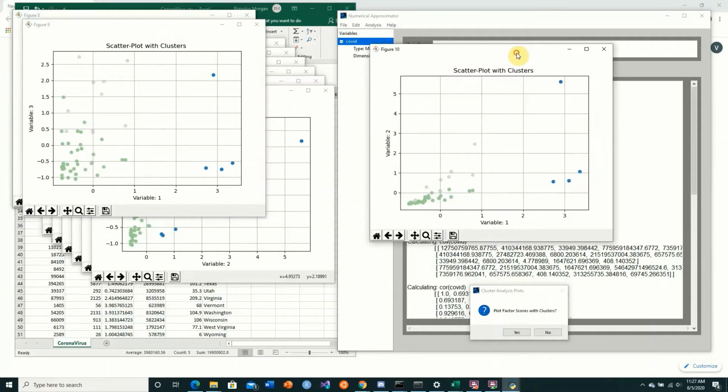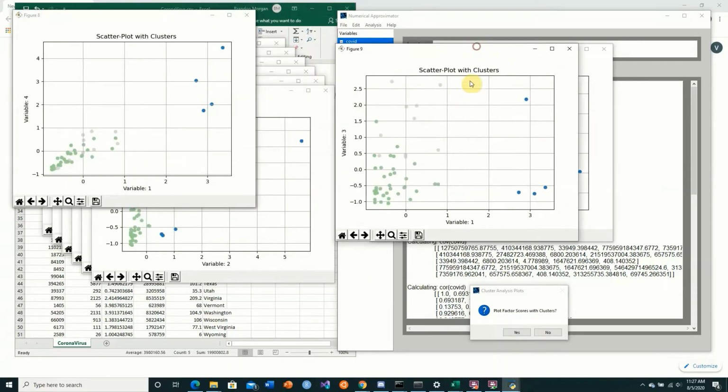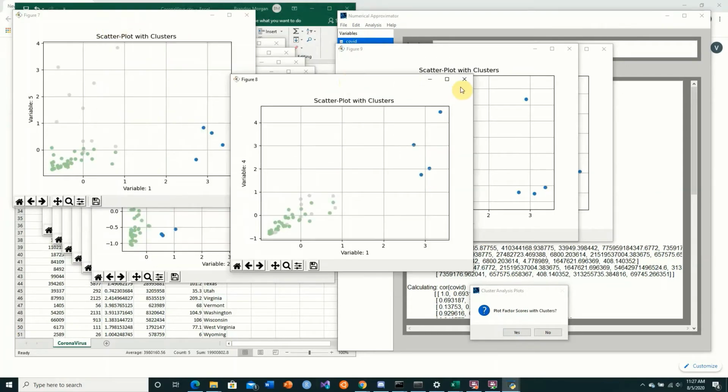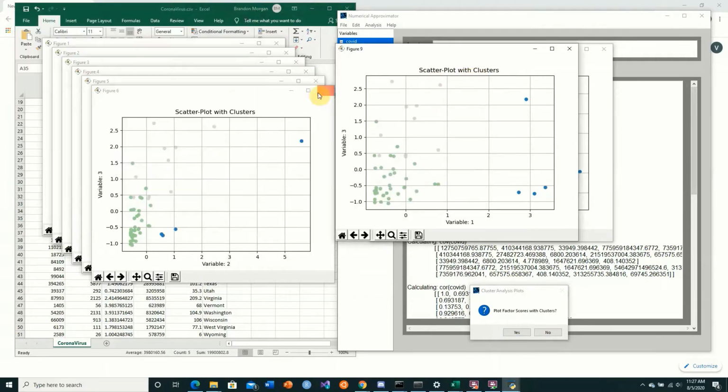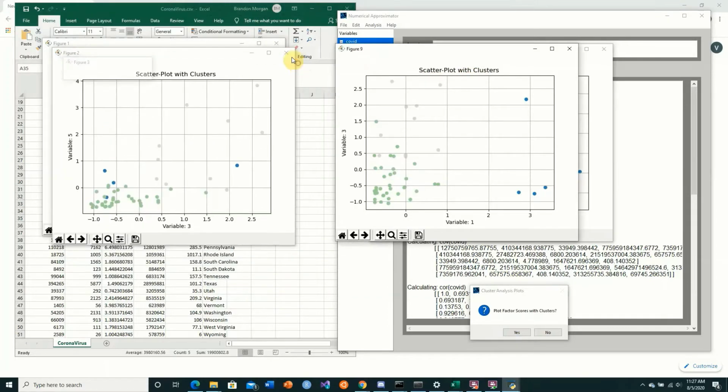So here we have our 3 clusters of data. Probably we have our outliers again, probably in this dark blue, and we have the normal data in these other 2 colors, the light gray and then the light green. And so these are cool to look at.